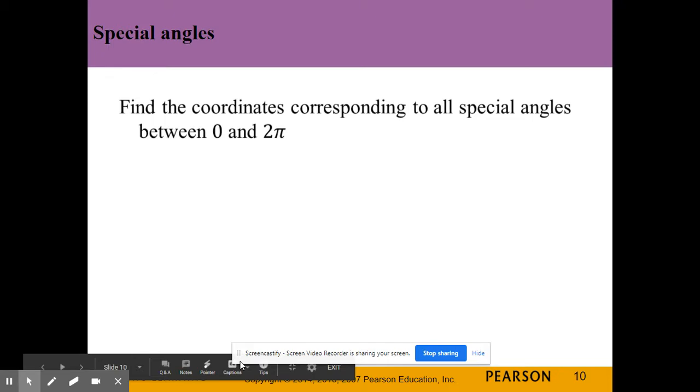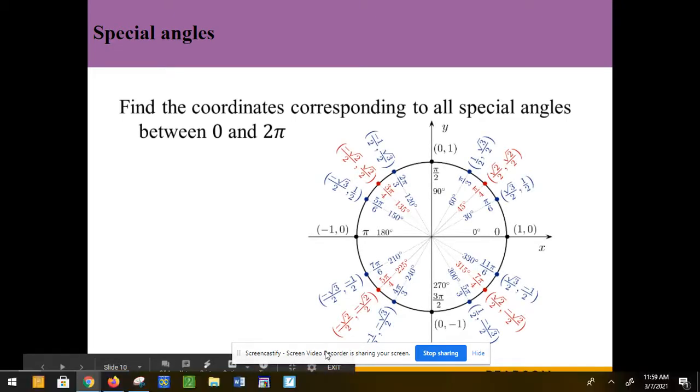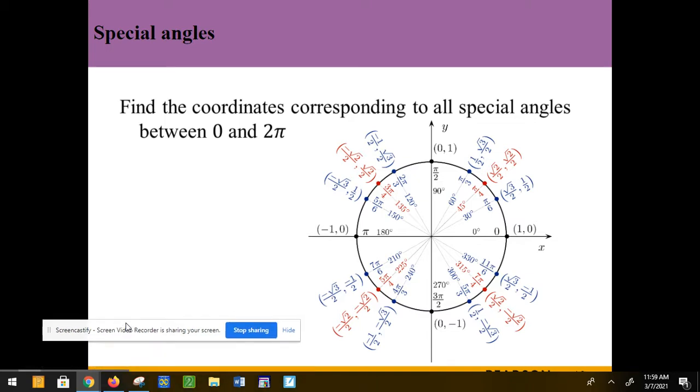So find the coordinates corresponding to all special angles between 0 and 2 pi. So this is the full unit circle. What I would do is maybe screenshot this slide, save it so that you can always refer back to it as you're working. You can easily Google unit circle. You can get nice versions of this, print it out, whatever, have something like this available to you as you're working through everything in this chapter.